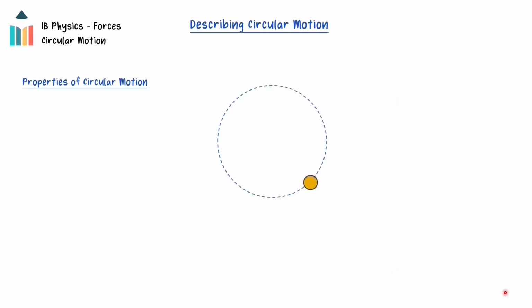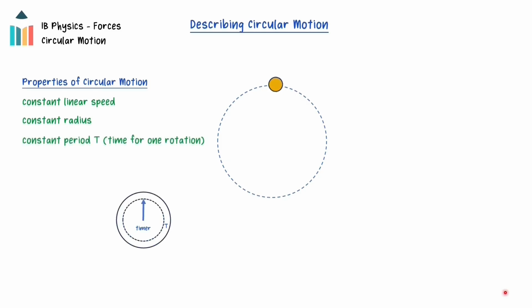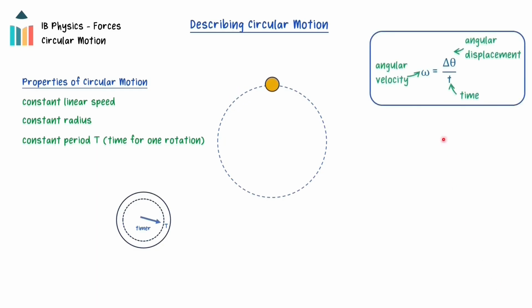An object is said to be moving in uniform circular motion if it has a constant speed as it moves in a circle with a constant radius. The period of motion, which is the time it takes to complete one revolution, is constant. The object has a constant angular velocity, omega, which is equal to the rate of change of the angular displacement.